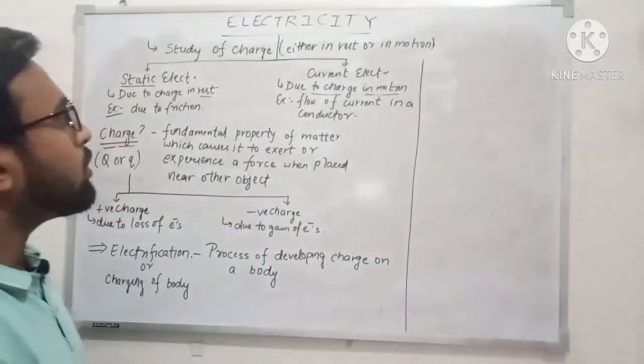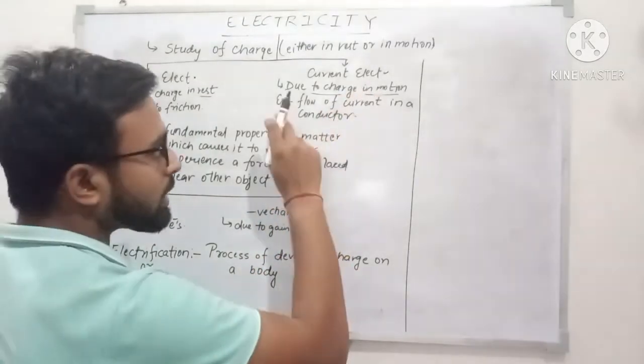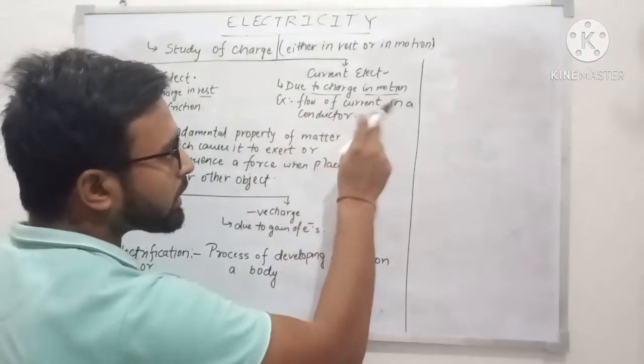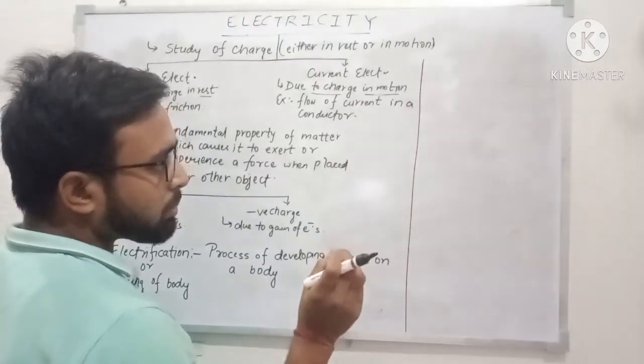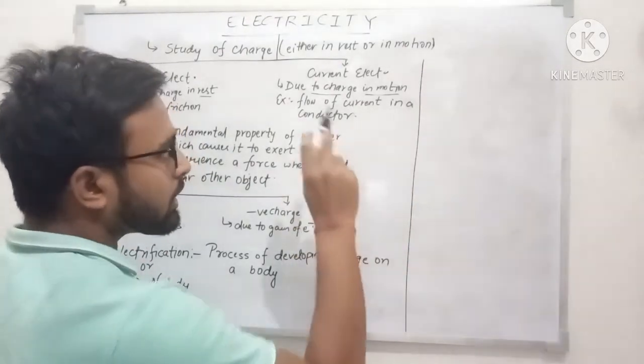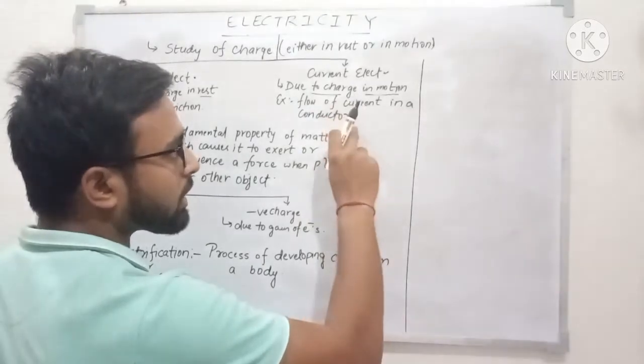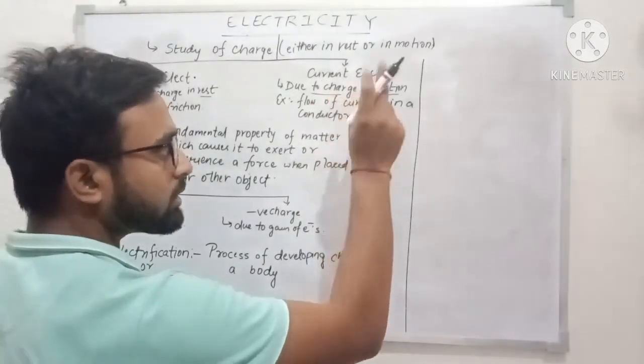Okay. Now moving to current electricity. What is the example of current electricity? Flow of current in a conductor. As you see, we connect a bulb, and when we supply power, the bulb glows. Here there is flow of current in the conductor. This is the example of charge in motion.